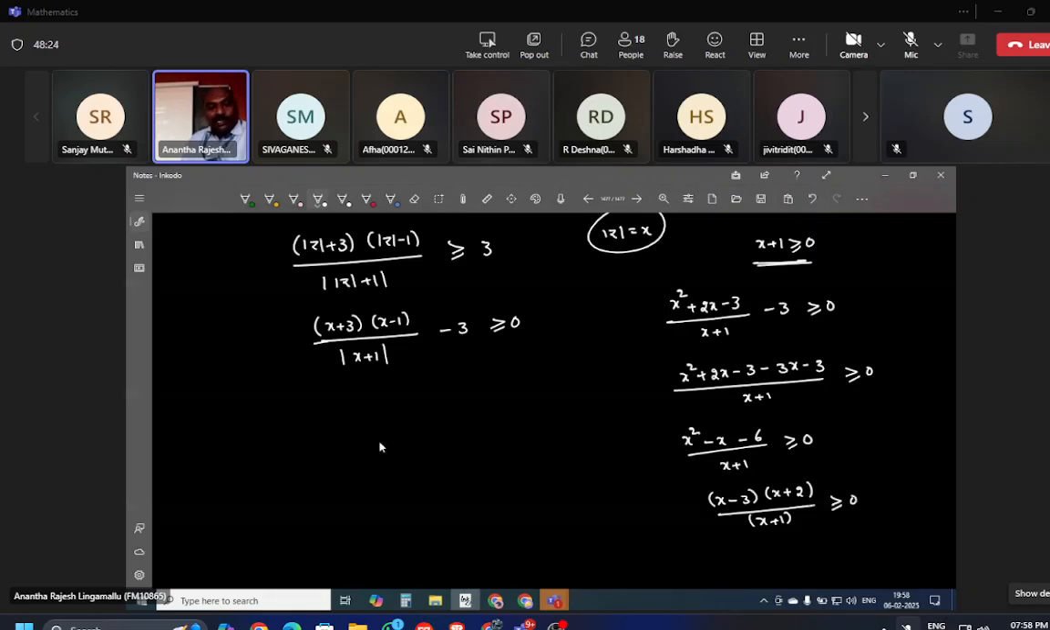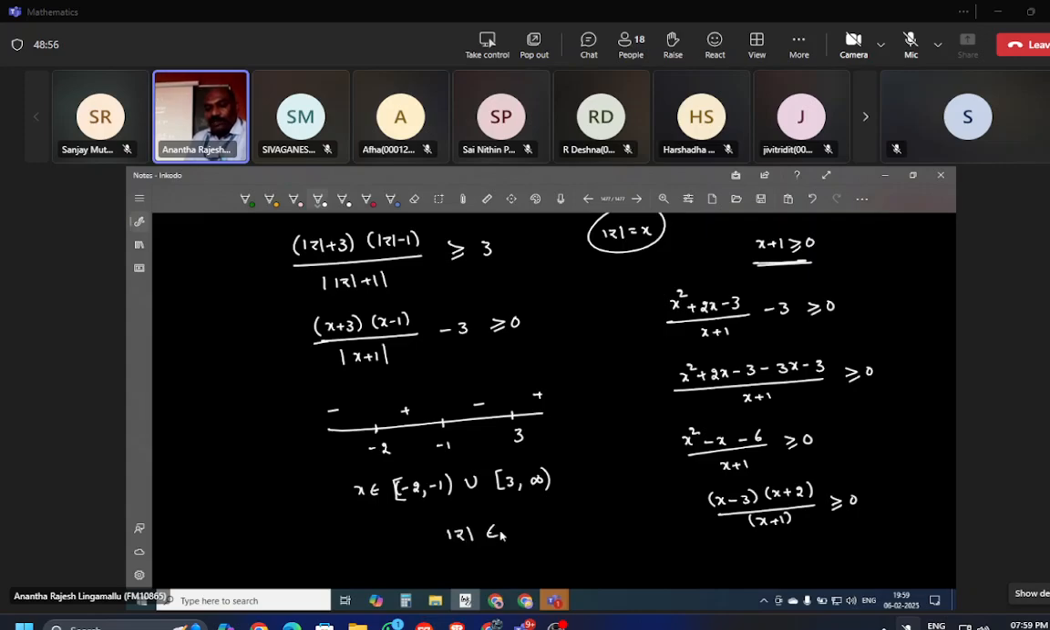So using the Wavy Curve method, what are the critical points? Minus 2, minus 1, 3. After 3, positive, negative, positive, negative. I want this to be greater than 0. When x belongs to minus 2 to minus 1, minus 2 I can consider, minus 1 I cannot, union 3 to infinity, 3 I can consider. But what is extra? Mod z cannot be negative. So what is the correct answer?